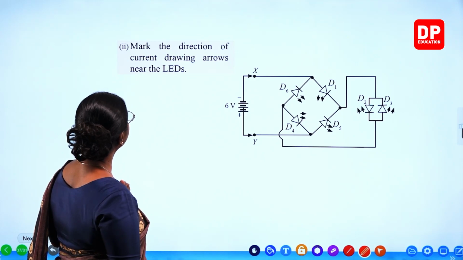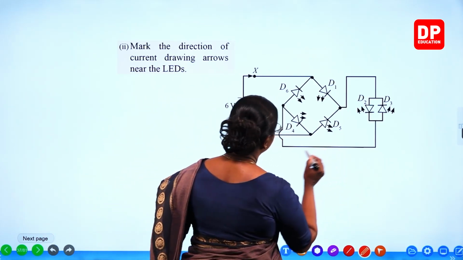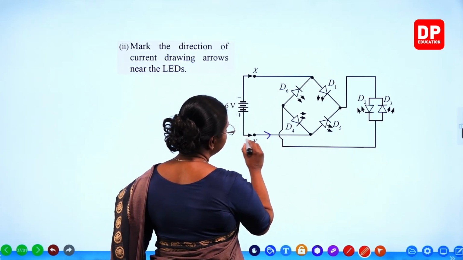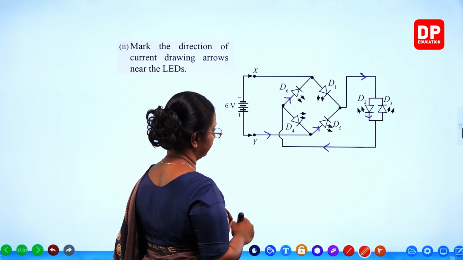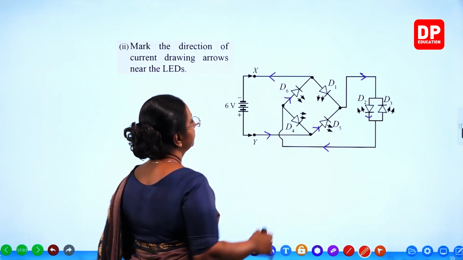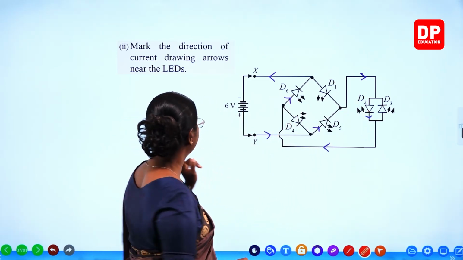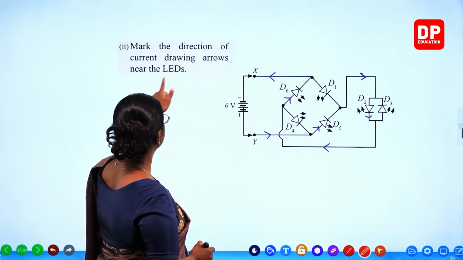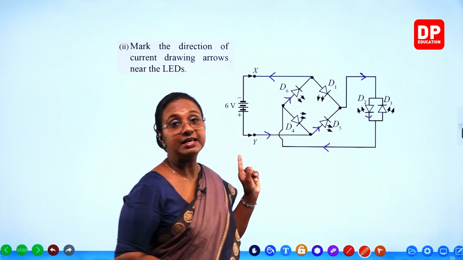So here you can see the second part: mark the direction of the current by drawing arrows near the LEDs. So we need to mark the direction of the current. Like I said, current flows through Y, current flows through D5. Then at this point, current flows from here and then through D2, then here and then D6, back to X. So you have to show these arrows: D5, then D2 and D6. That is very important because they have said drawing arrows near the LEDs. So that is important. D5, then D2 and D6.